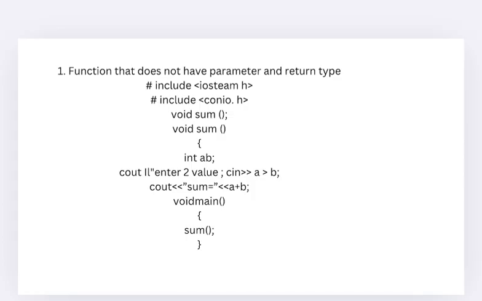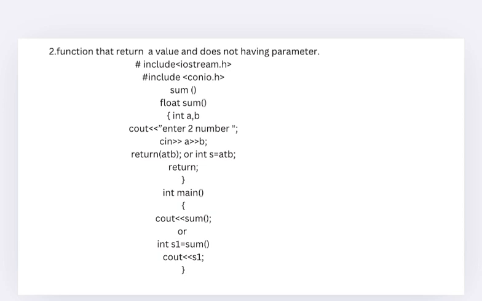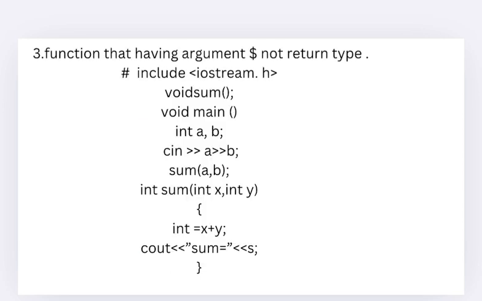Example for a function that does not have a parameter or return type, to find the sum of two values. Here is an example for that. And then a function that returns a value and does not have parameters. Here also is an example for that one. We have another example, a function that has arguments and no return type. Here is an example for that.